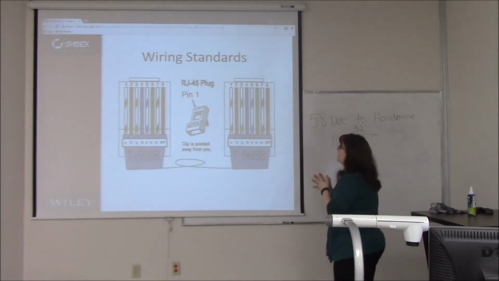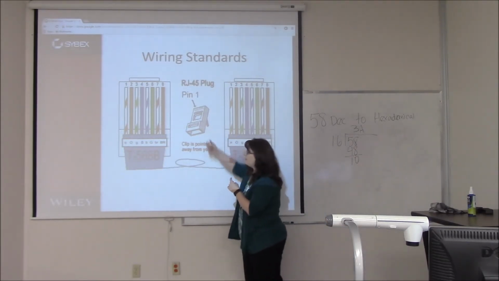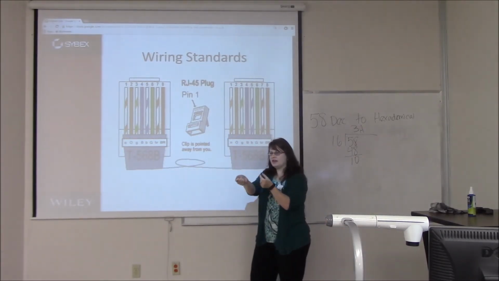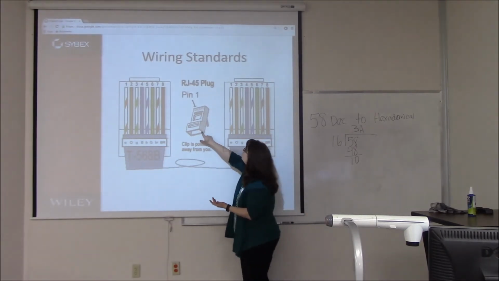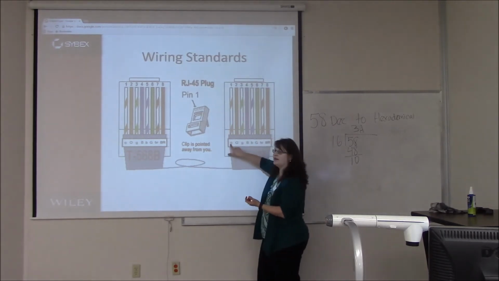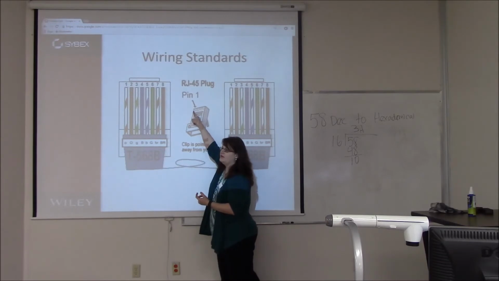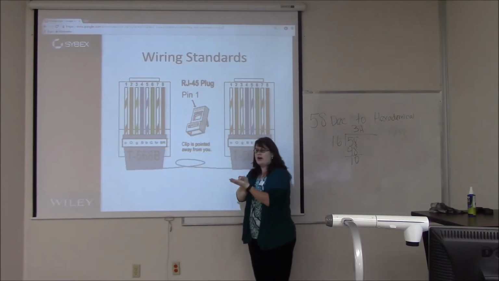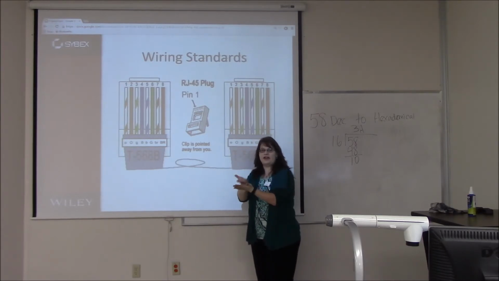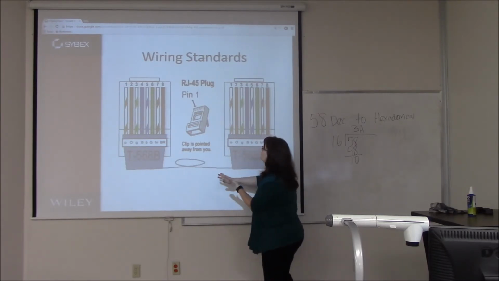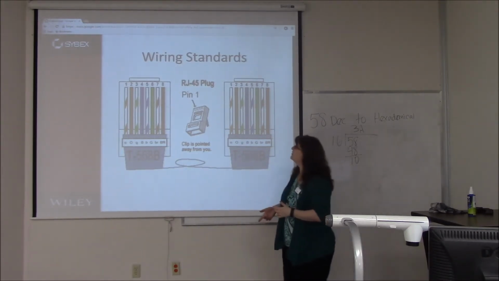Another thing I want to mention: this little thing that you clip down and plug it in the wall and let go and it clips in is called the boot. When you're looking at this wiring, we refer to orange-white as pin 1, the first pin that's lined up right here. When you're putting the wires into a jack, you want that clip part to be down, and you want the flat part of the jack to be facing you. We'll go over that more on Wednesday. So here is what our wiring standard looks like.